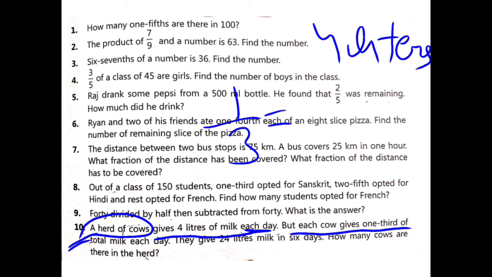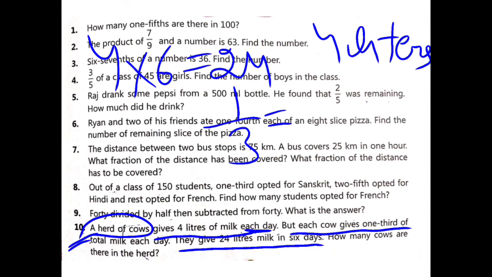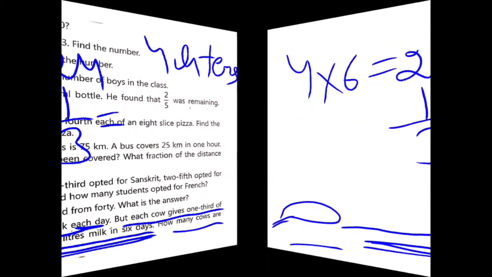Now they give 24 liters of milk in 6 days. So when the cows are giving 4 liters per day, in 6 days definitely they are giving 24 liters. There is no need of this line. This line is extra here. How many cows are there in the herd? We have to find out just the total number of cows in a herd. Okay, I'm writing all the data in the next slide.